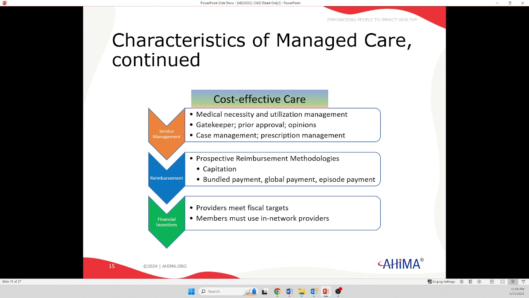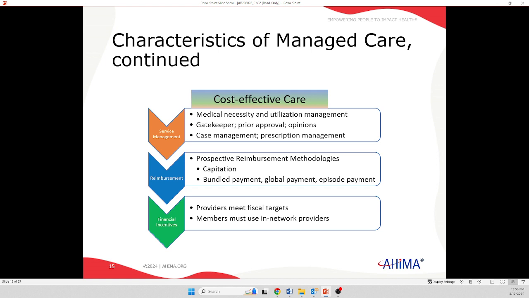Under reimbursement, we have these prospective reimbursement methodologies. We're bundling. You have one cost for an entire episode. Financial incentives can be positive or negative. Positive may be bonuses. Negatives may be where we're taking money away. But we have to combine all three of those. So again, when we're looking at cost: service management, reimbursement, and finances.